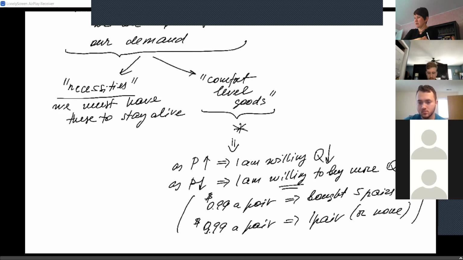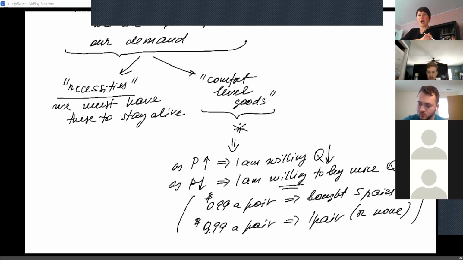Okay, all right. That's the relationship between prices and the number of units or quantity we're willing to buy when we discuss comfort level goods, okay? As price increases, we don't need them. We're not interested, we walk away. As price drops, we're all in to see how far down it could go, okay?